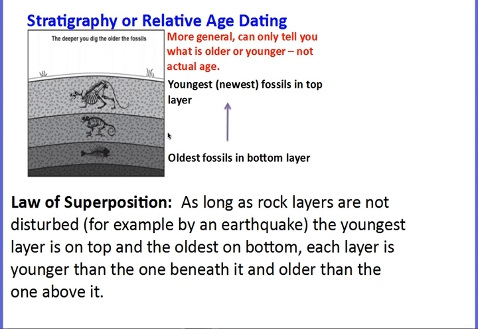positioned in the rock. And the law of superposition says as long as rock layers are not disturbed, for example, by an earthquake, they haven't been shaken up, the youngest layer is always going to be on the top, the oldest layer is always going to be on the bottom. Each layer is younger than the one beneath it and older than the one above it. And the layers are always put down horizontally, straight across, like this.